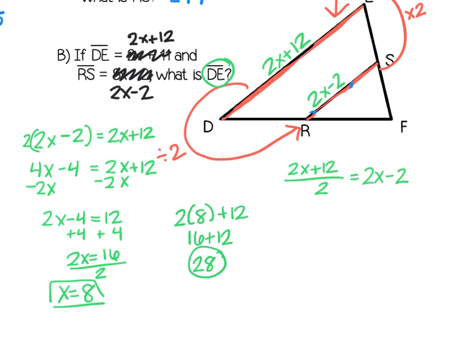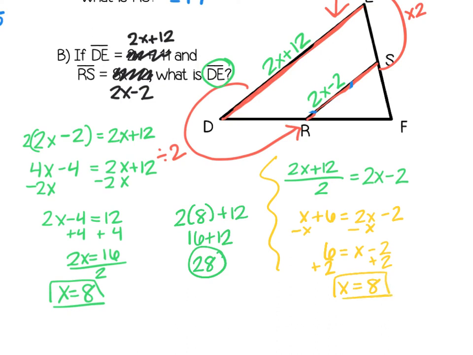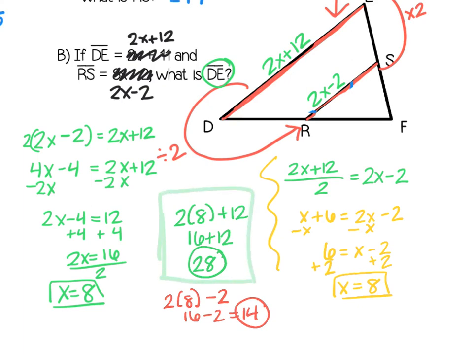Now, if I were to do it this other way over here, what I would do is divide by 2. So that's x plus 6 equals 2x minus 2. And I would still end up with x equals 8. So either way you did it, that would have been fine as long as you got 8. And I can go back and check my work because I know that RS has to be half of it. So if I plug in 8 into RS, it needs to be half of 28 or 14. And that works out, so I know that my work is correct. And my answer to B should have been 28 because it asked for DE.